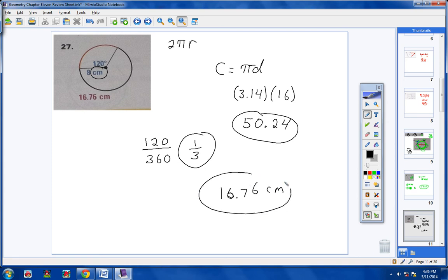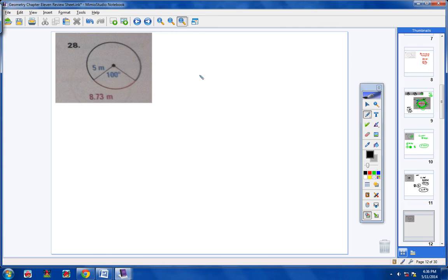Okay, moving on to number 28, going a little faster now. Let's quickly find the circumference of the circle. Circumference equals pi d. So for pi, I'm going to substitute 3.14, and for the diameter, I will substitute 10. If the radius is 5, the diameter is 10. 3.14 times 10 is 31.4. So there's your circumference. Now let's find the part of the circle that we're dealing with. That's going to be 100 over 360, and if you reduce that correctly, you should get 5/18.